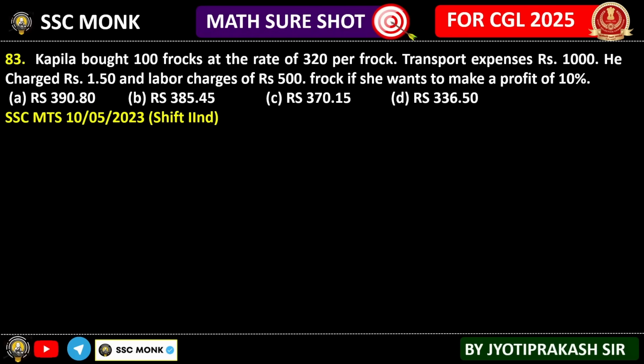Kapila bought 100 frocks at a rate of 320 per frock. Transport expenses 1000. He charged 1.5, labor charge 500. Okay, I think there is some issue with this question. I will change it in the class note.